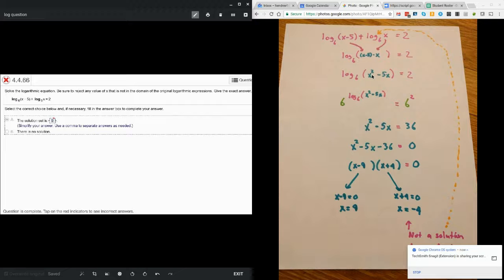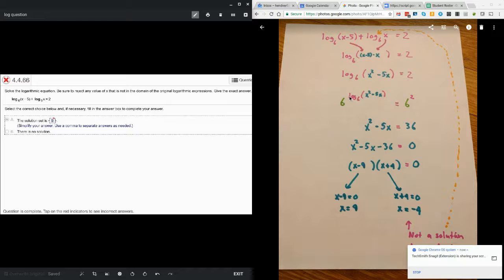exponential functions and log functions are inverses of each other. So the way to get rid of a log on a problem is to put both sides of the equation above the base of the log. So I'm going to, it seems weird, but I'm going to take this side and this side, and I'm going to put them both above a base of 6.